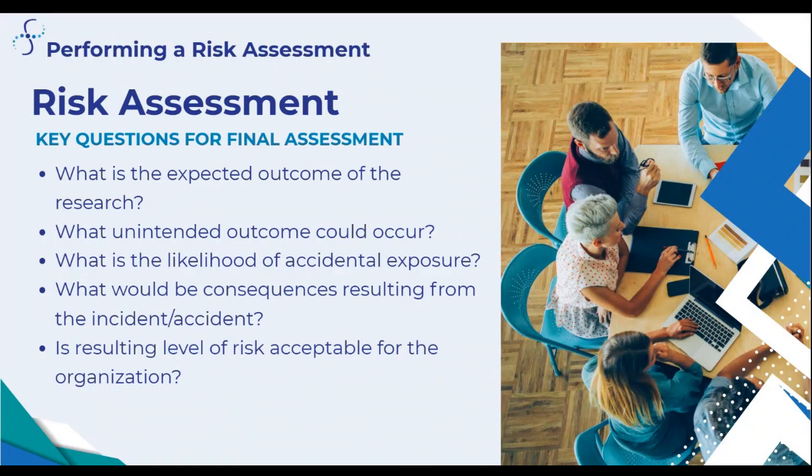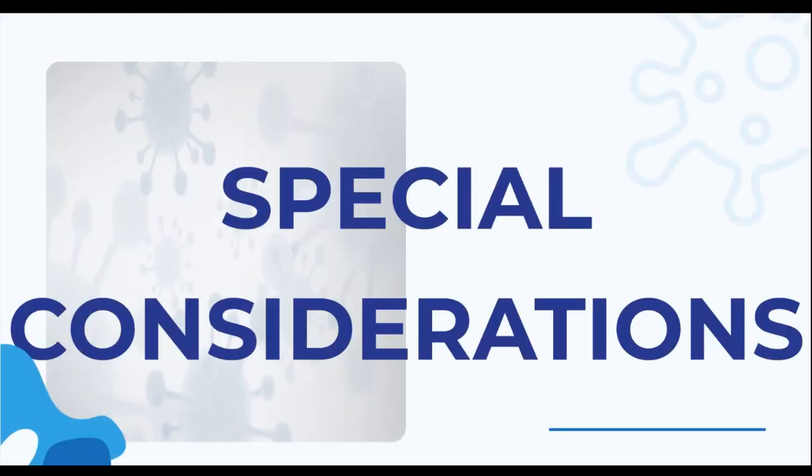Given all of this, is the level of risk acceptable for the institution? Can this study be approved as is, or does it require additional controls, or maybe reconsideration? Once we've answered these key questions, we can be confident we've assessed the research as fully as possible. Now it's time to look at the special considerations that may add another layer of complexity. Now that we've covered the general steps of a biological risk assessment, let's put that knowledge into practice.